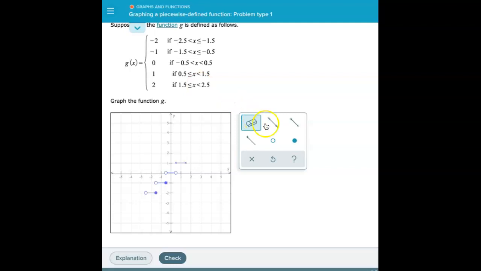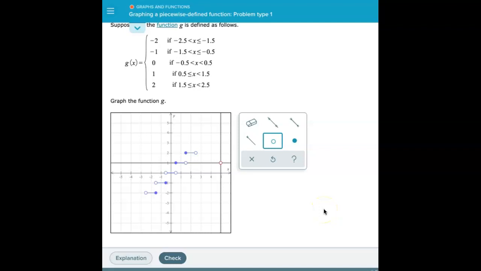Less than or equal to means we'll do a solid dot on the left-hand side. And then less than 1.5 means an open dot on 1.5. And finally, y equals +2. So horizontal line of y equals +2. But this one is only going to start at 1.5 and then go to x equals 2.5. We have a less than or equal to sign here with the 1.5, so that's a solid dot on 1.5. And then less than 2.5 makes this an open dot on the x equals 2.5 coordinate, which is the right-hand side.